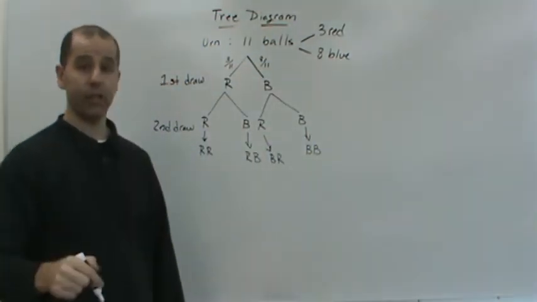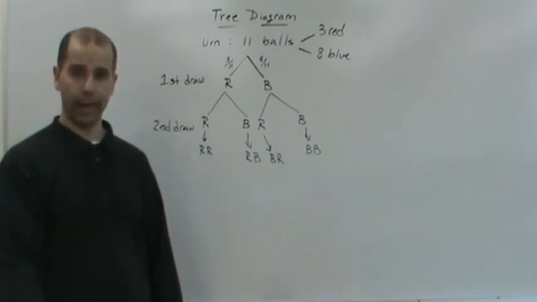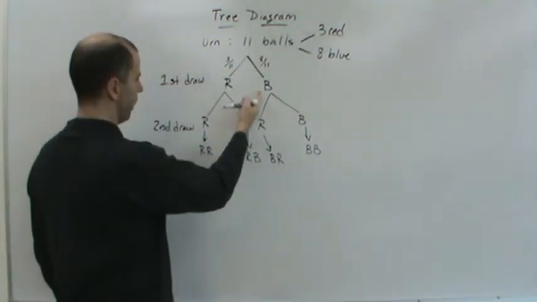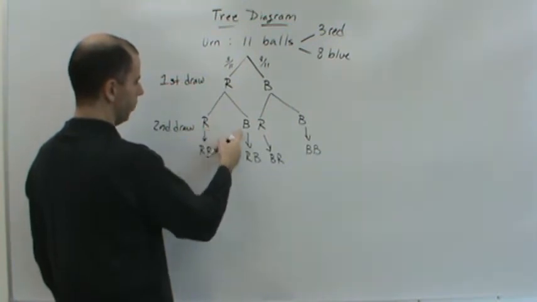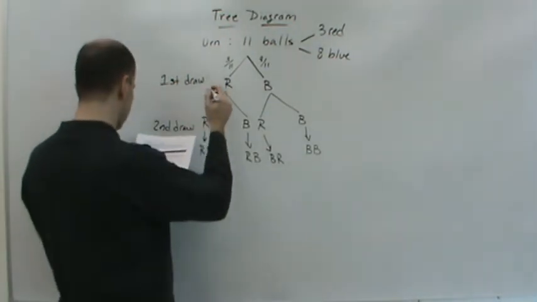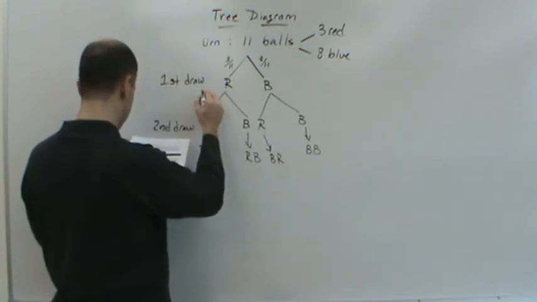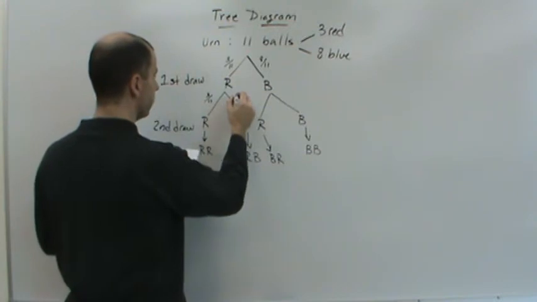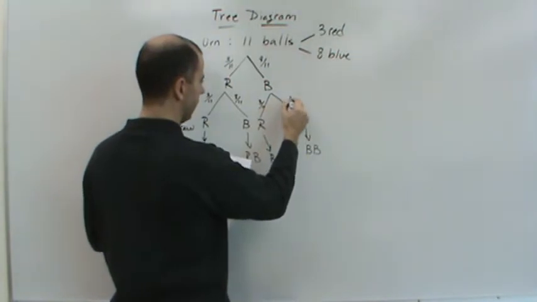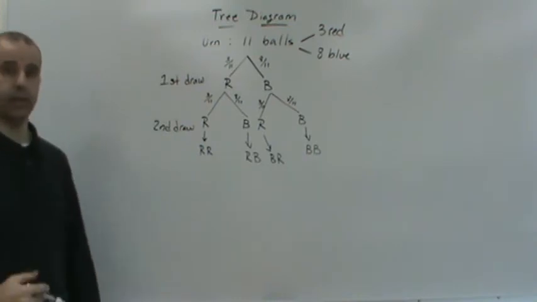Now here's the thing. On the second draw, how many balls do I have available to me? Well, I have 11 because I'm replacing the ball back in. So I still have 11 balls to choose from. So once I have the first draw out of the way, what's the probability of getting red or blue on the second draw? Well, it's going to be exactly the same. So here, it's going to be 3 out of 11. This will be 8 out of 11. And then, of course, again, it'll repeat 3 out of 11 and 8 out of 11. Right? So now I've got my probabilities set up.